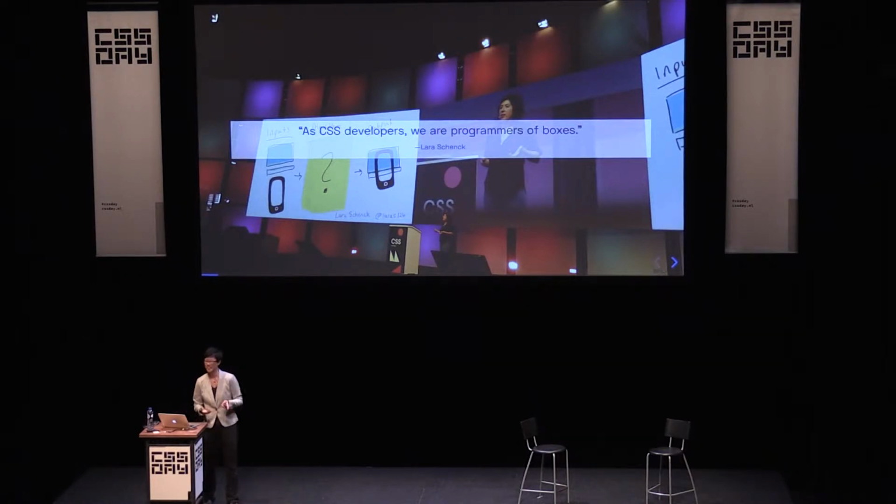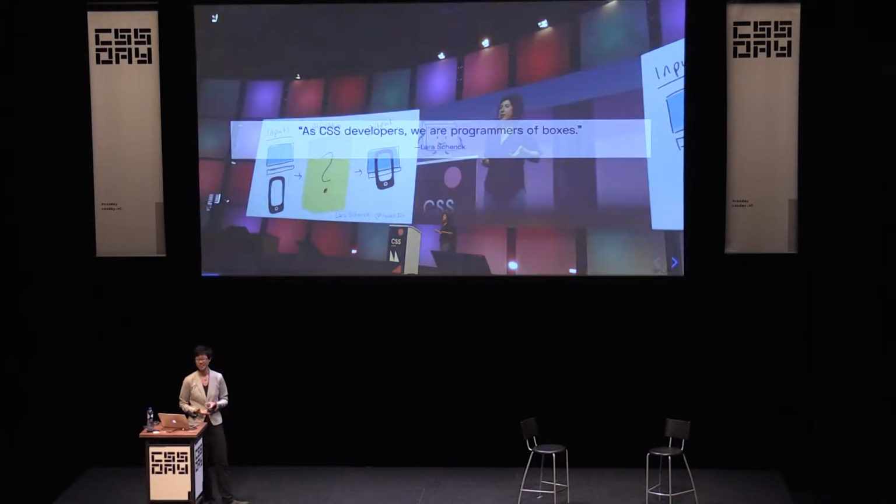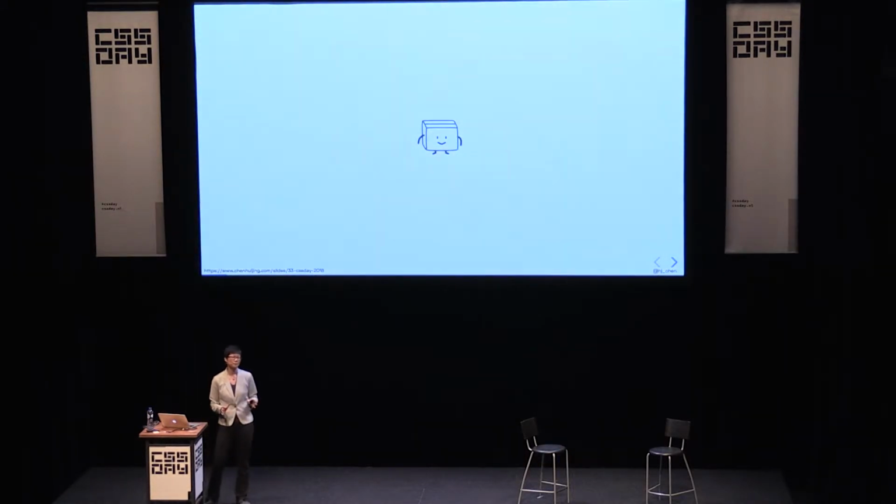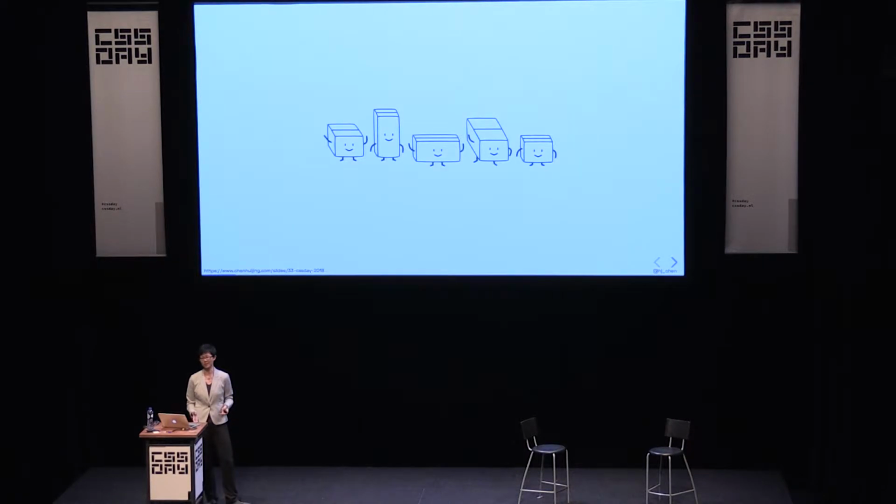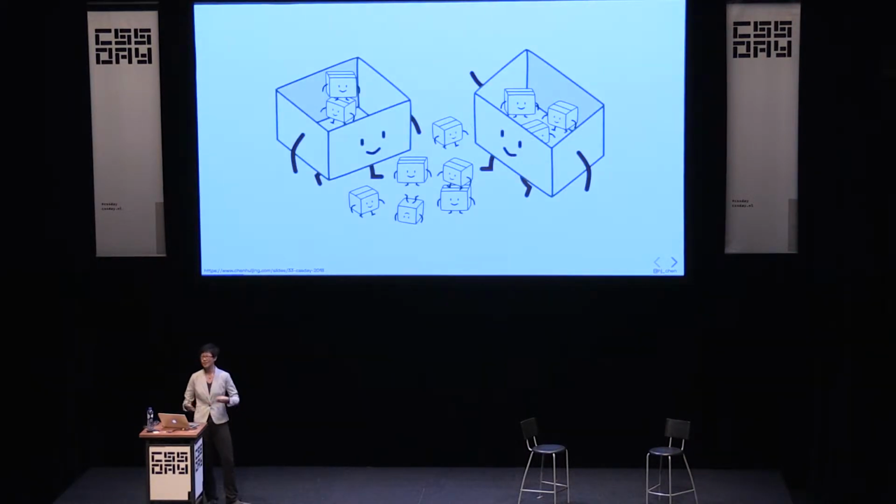Now, I met Lara Schenk at CSS EU about 2 weeks ago, and she said this in her talk, that CSS developers are programmers of boxes. And I found that a really apt description of what we do. The visual web is made up of boxes. Many different types of boxes. Boxes nested within other boxes. And all these different boxes happen to behave differently. And in order to make sense of how to arrange them, or align them, we must first understand them.